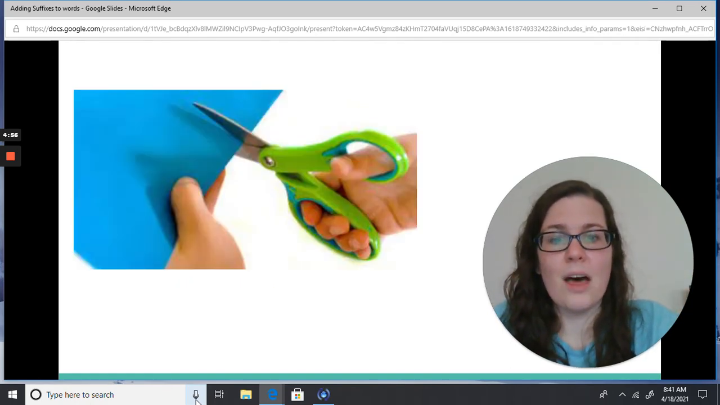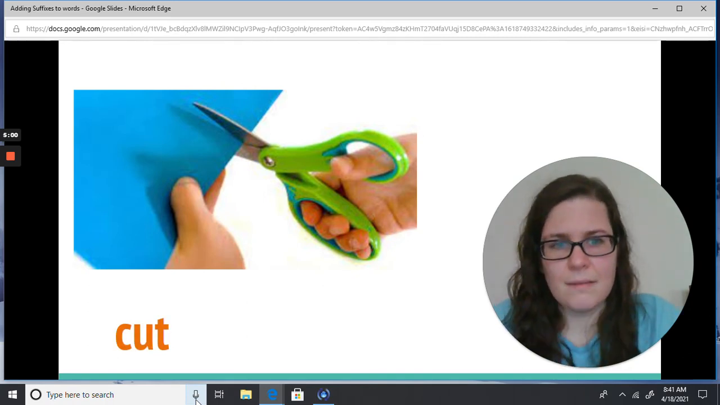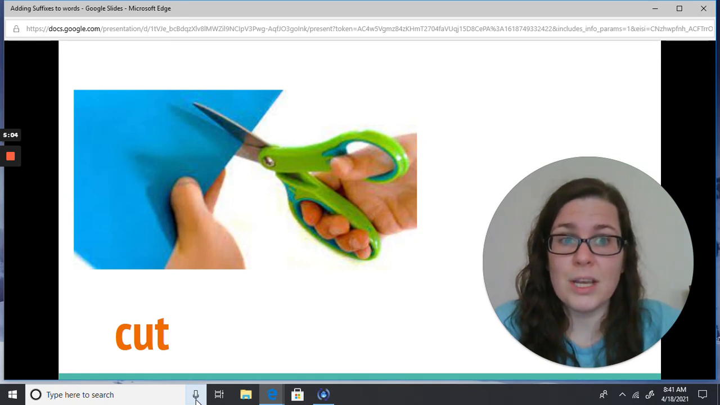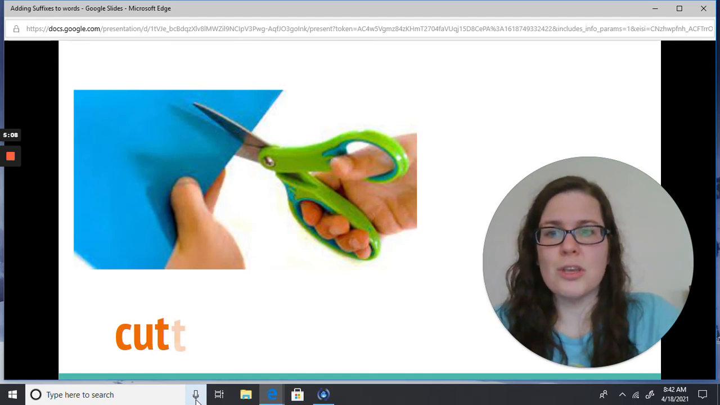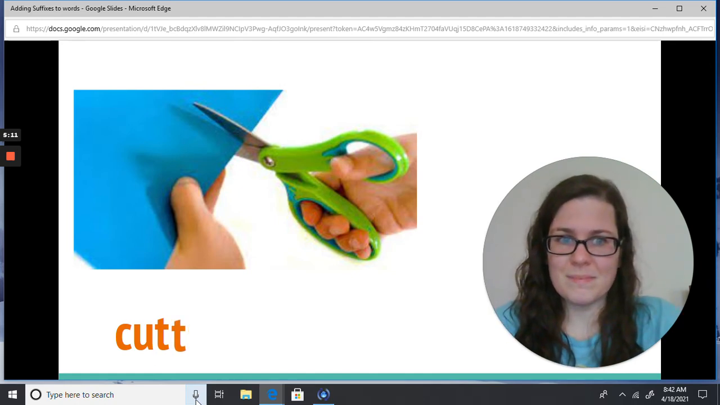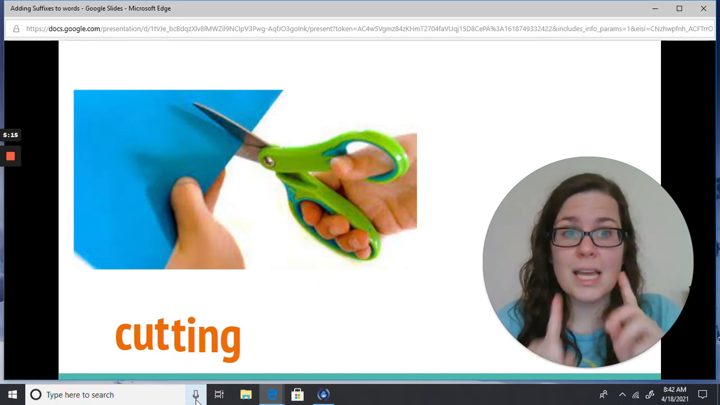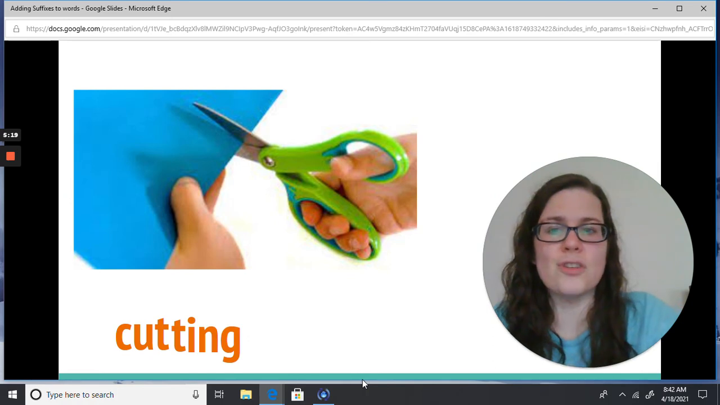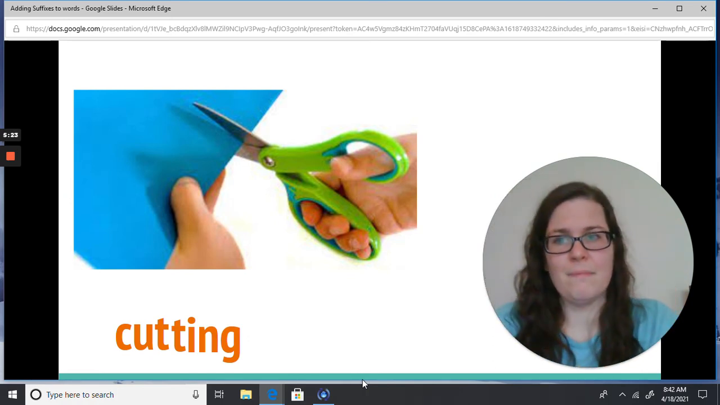Now, here's a picture of a kid who is cutting. When you have a short vowel, one syllable word, you double the ending consonant and add ing. So you add the T and you add the ing. That lets you know when you see a double consonant, TT, SS, a double consonant lets you know that that vowel is short. Cut, t, ing.